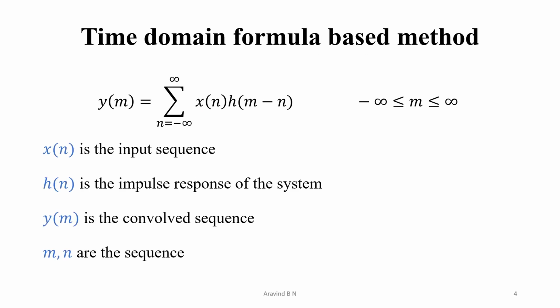Now the formula for the linear convolution in time domain is given by y of m is equal to summation n running from minus infinity to plus infinity x of n h of m minus n, for all the values of m ranging from minus infinity to plus infinity. Within this formula, x of n indicates the input sequence, h of n indicates the impulse response of the system, y of m is the convolved sequence, and m and n are the sequence indicators.